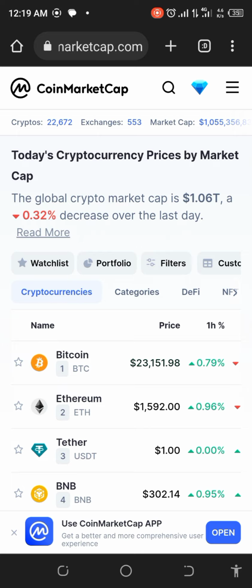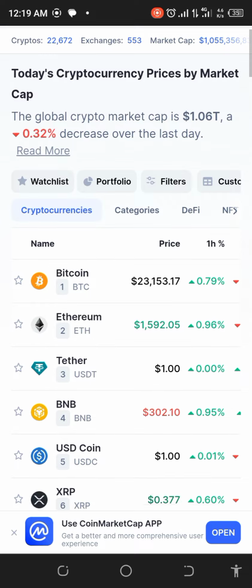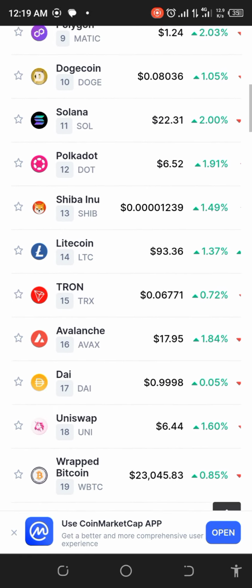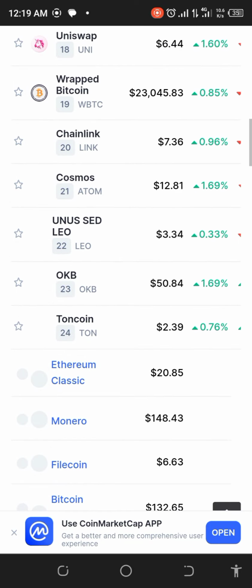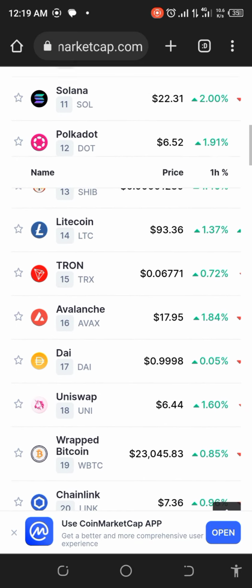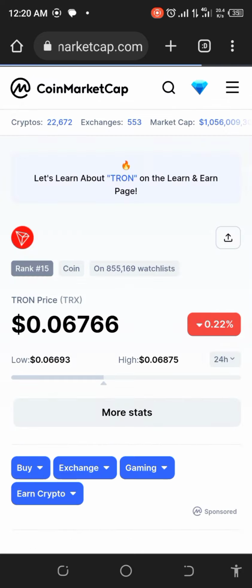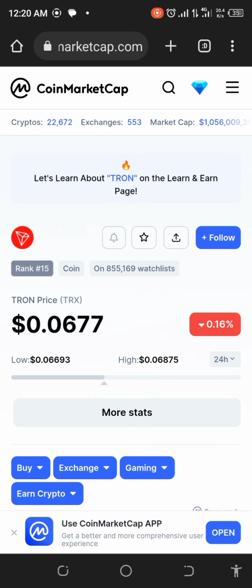You go to CoinMarketCap, and once you get to the page, you'll see that a whole lot of coins are listed here. Now, you can decide to take any one of them. So let's look for one. Let me look for a coin that's not too expensive. Let's look for TRN. Now you can search for any coin on this site, any coin. So let me go to Tron, and you can see here we have TRX.